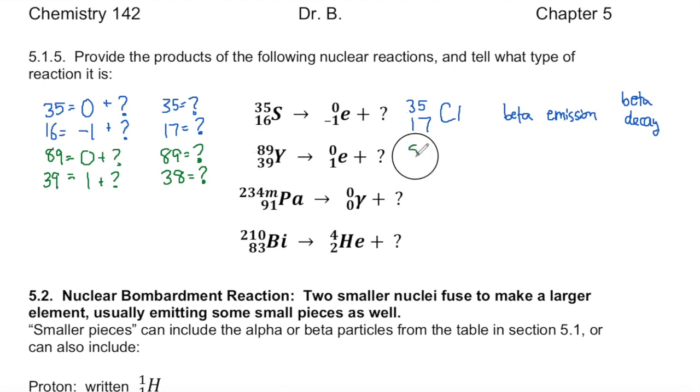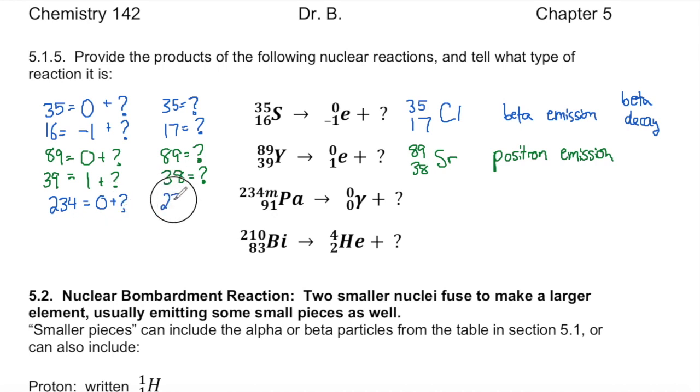So we have something with a mass number of 89 and an atomic number of 38. 38 is actually the element strontium. The thing that was emitted here is a positively charged electron. That's a positron. So this type of reaction would be called positron emission. Over here we have 234 mass number being equal to 0 plus question mark. That means our question mark is 234. And then we have 91 being equal to 0 plus a question mark. So 91 is our question mark here.